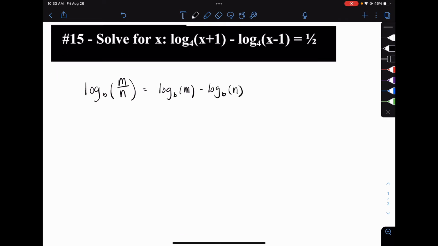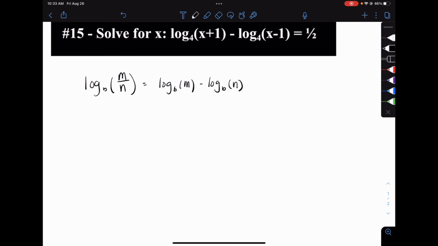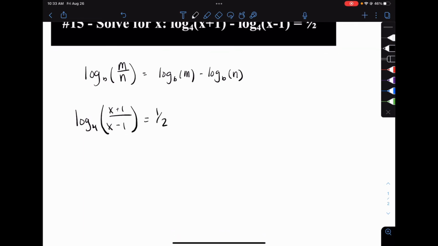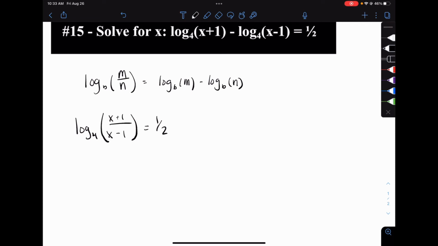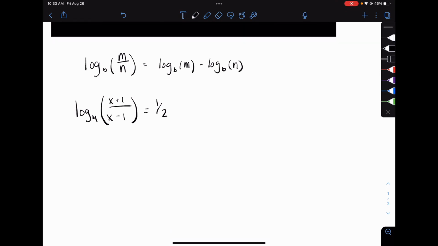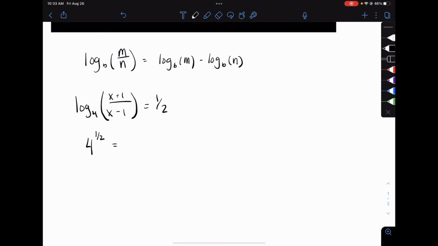And so essentially, this problem can be converted into log base 4 of (x plus 1) minus (x minus 1) equals 1/2. And then the second rule that we need to know is, I don't actually know the name of this rule, but essentially if you have log base something equals another number, it becomes 4 to the power of the answer equals the body of the logarithm.